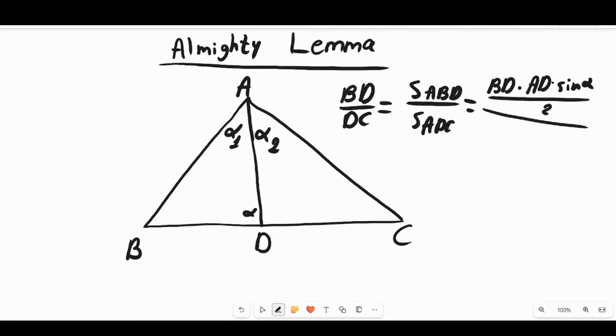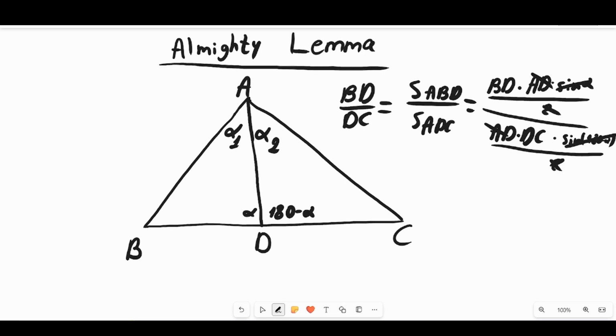And similarly, the same thing can be written for area of ADC, and this equals AD times DC times sine of 180 minus alpha over 2, but we know that sine of 180 minus alpha is also sine of alpha. And because both of these numbers, AD and sine of alpha and sine of 180 minus alpha, are the same, this means that the ratio of these two areas equals BD over DC.